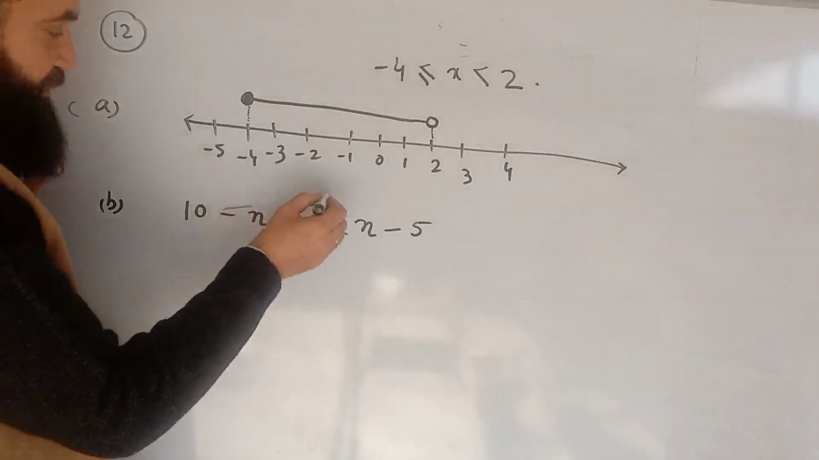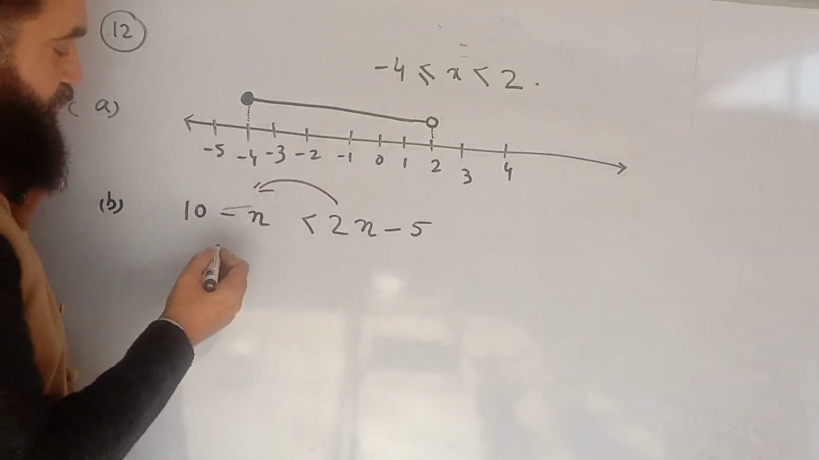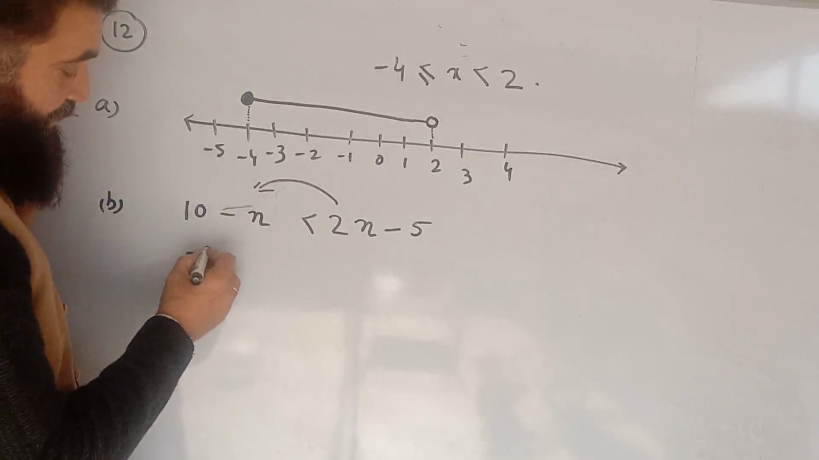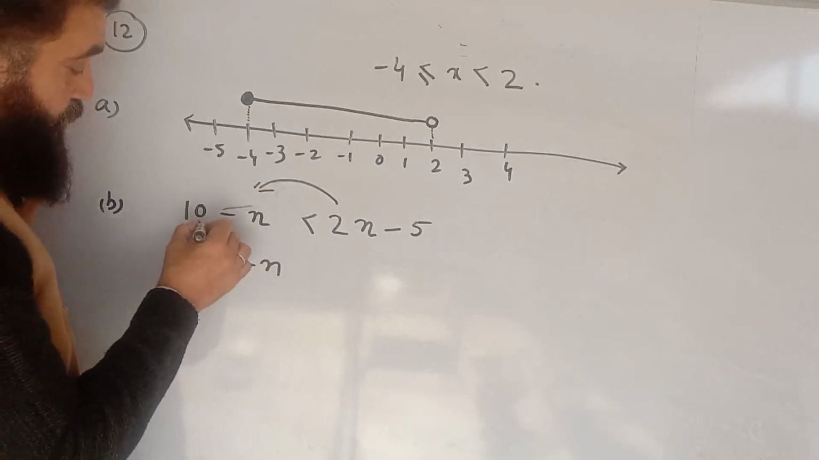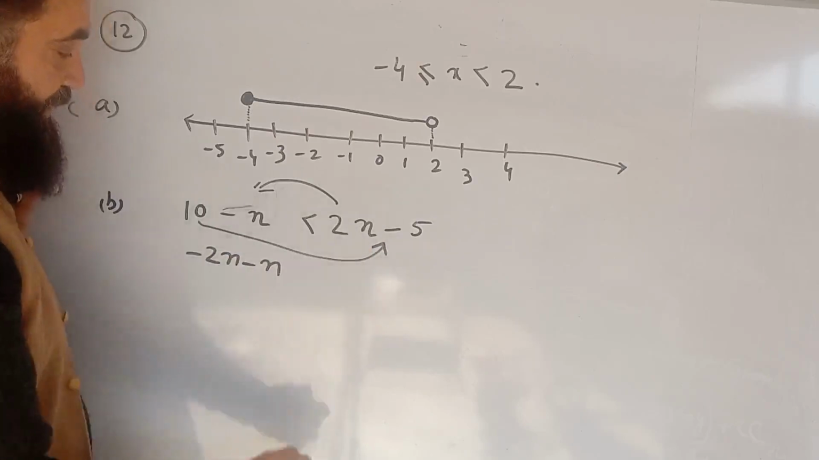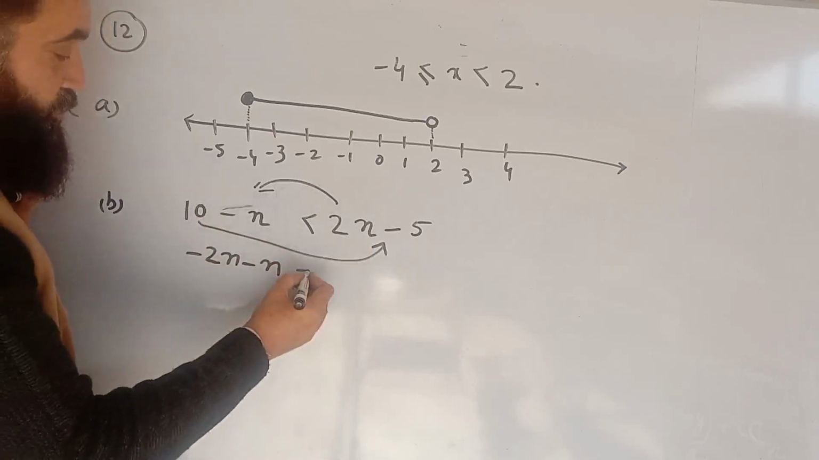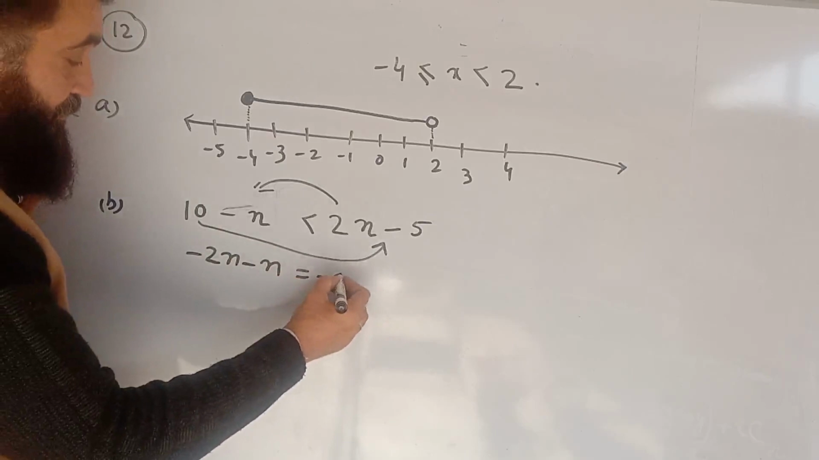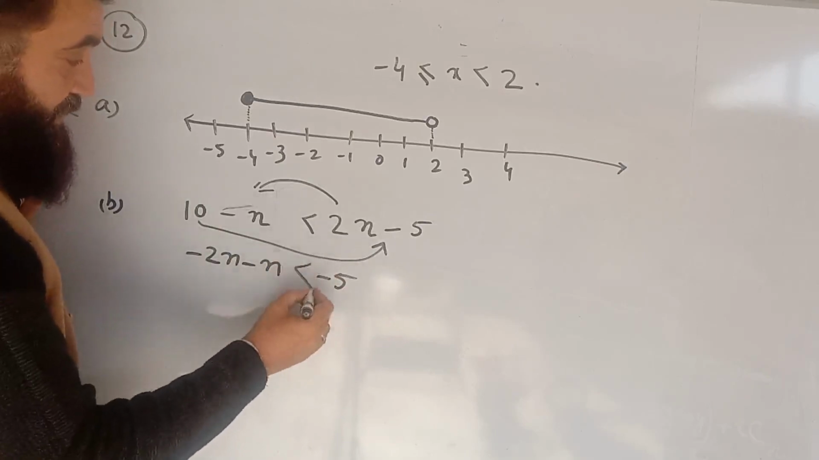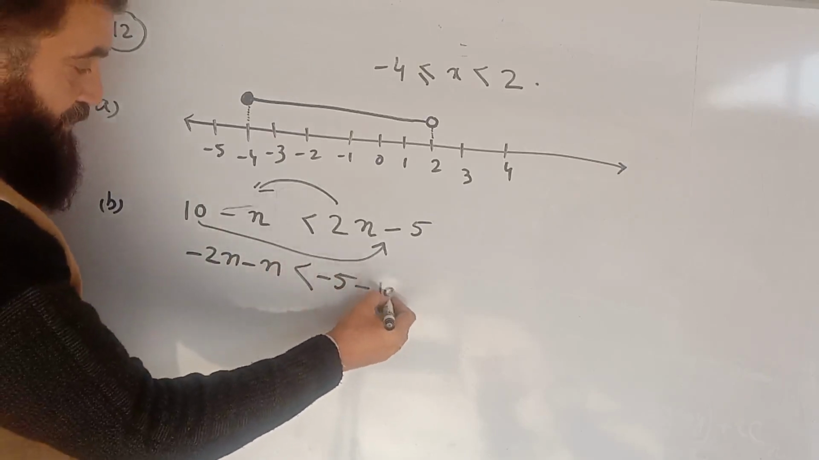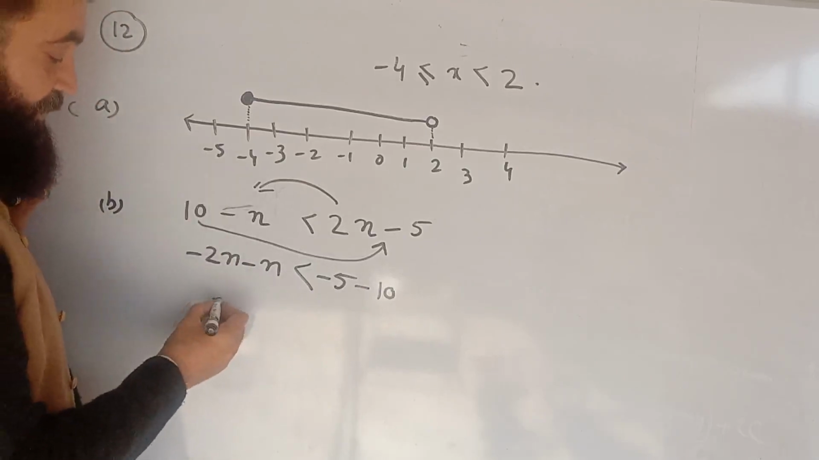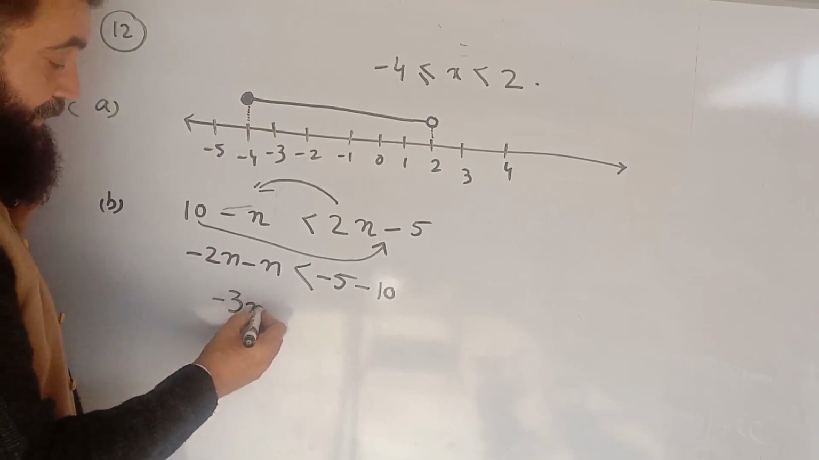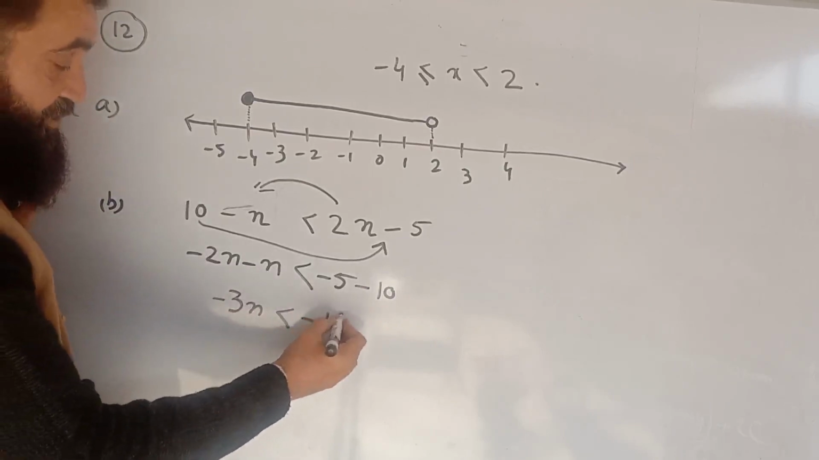When we shift this here, it will become negative, so we will have minus 2n minus n, and also we will shift this to this side. On the right hand side, this will also become minus, so this will become minus 5 minus 10. We solve it. Minus 2n minus n is minus 3n, and this is less than minus 15.